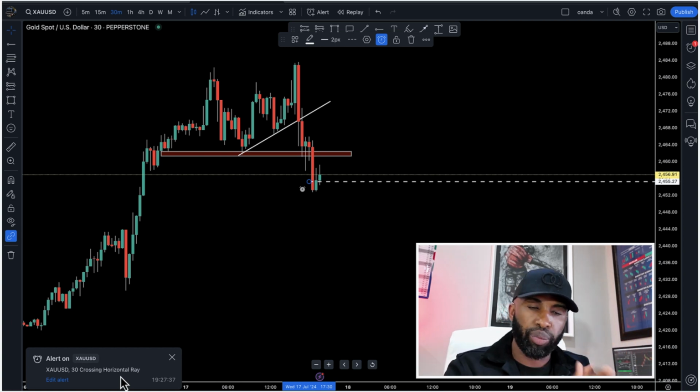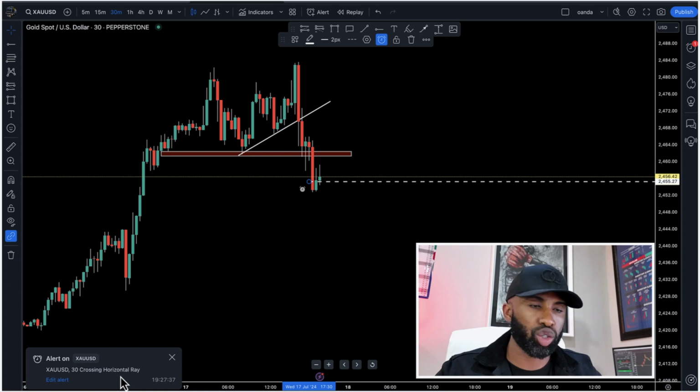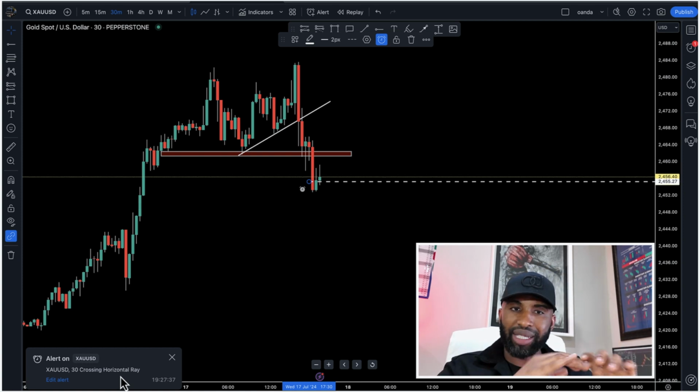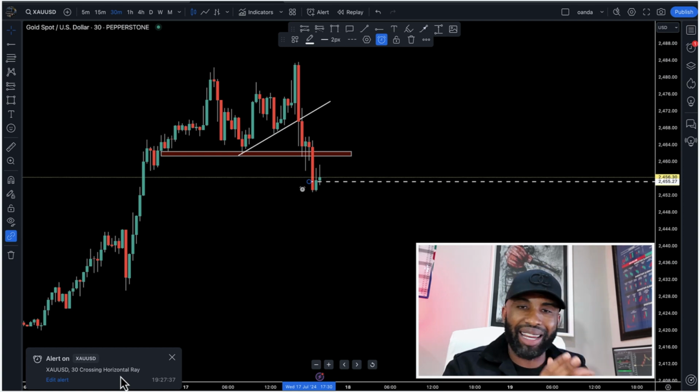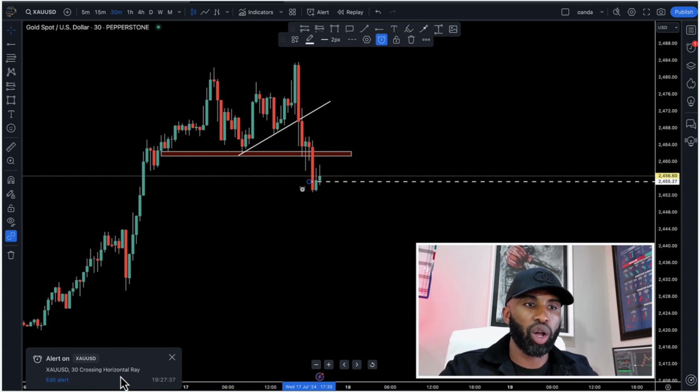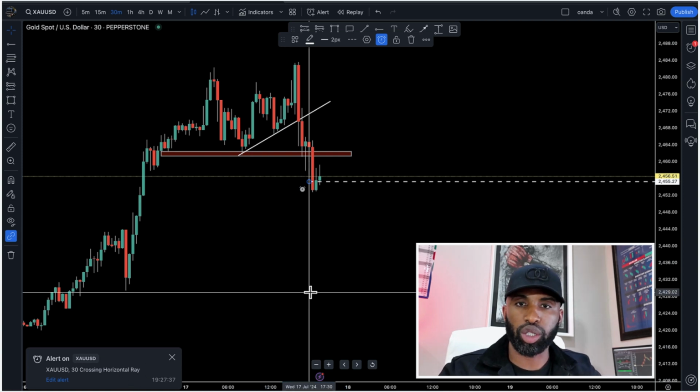So market execution, price alerts, reading market structure, executing trades, understanding the buyers, having a clear direction of what the market is doing, all of these are what the chart does for you.